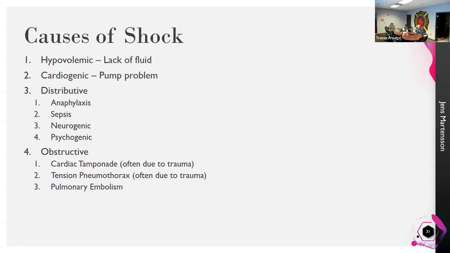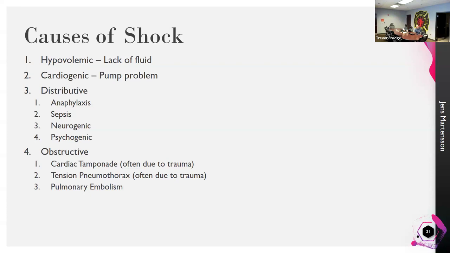Another type is cardiogenic, right? So that's the actual pump problem of the heart. The heart is too weak to keep up with what's going on. The supply and demand issue, cardiogenic shock. Then we can have distributive shock, and this one is kind of hard, often forgotten about. But we have anaphylactic shock, septic shock, neurogenic shock, and psychogenic shock.